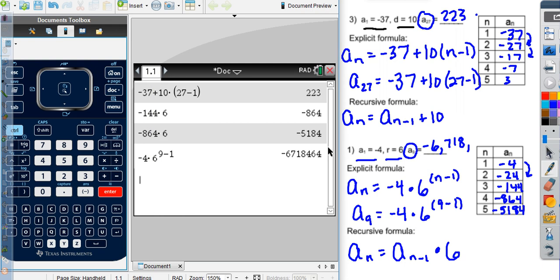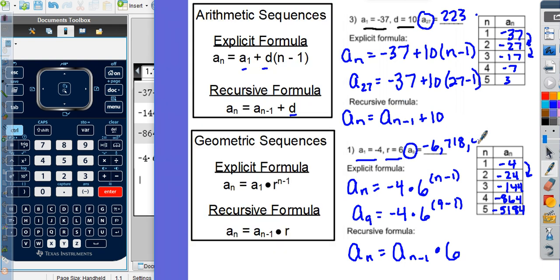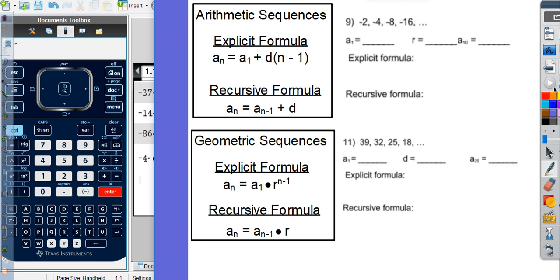Got the last part. 464. Okay, so it's kind of a big number, but that's okay because the calculator did it for us. Okay, so this is one of the ways that we might see these sequences and what we did with it.